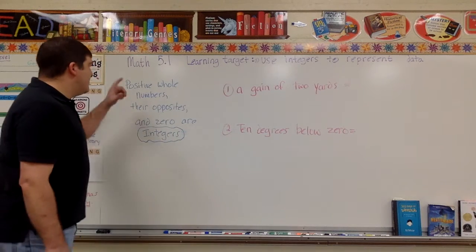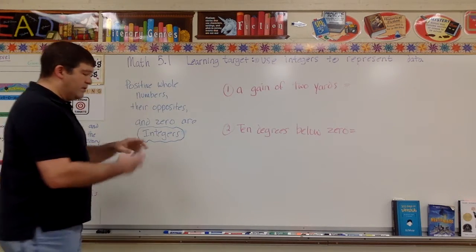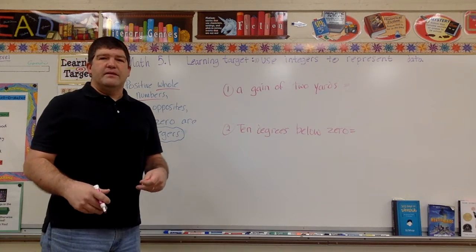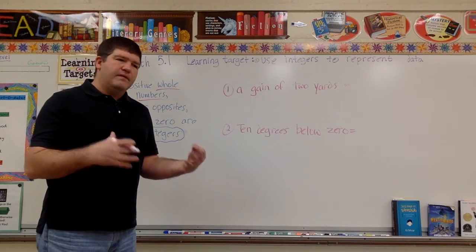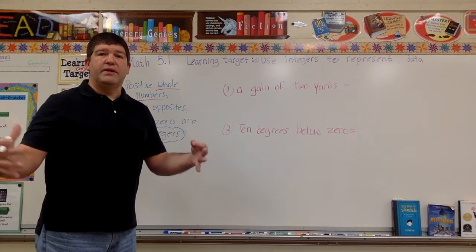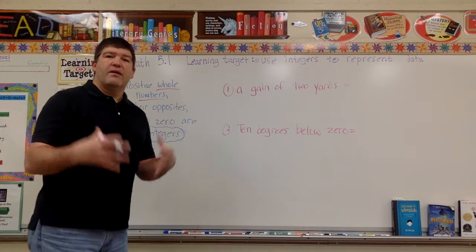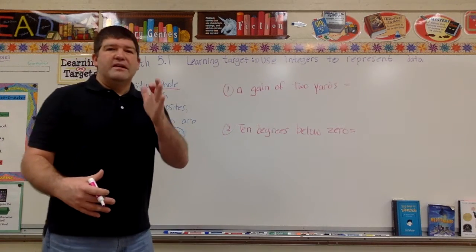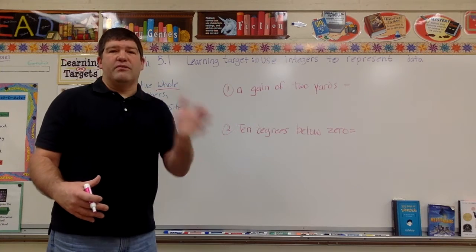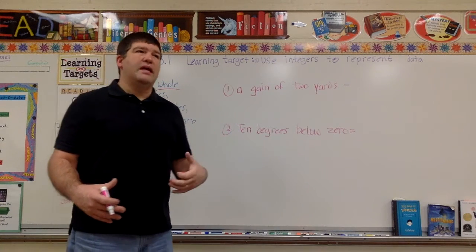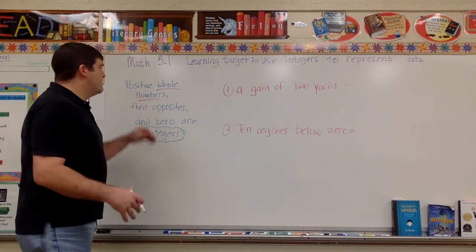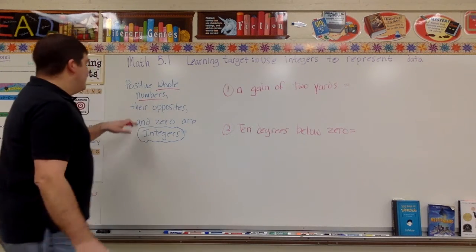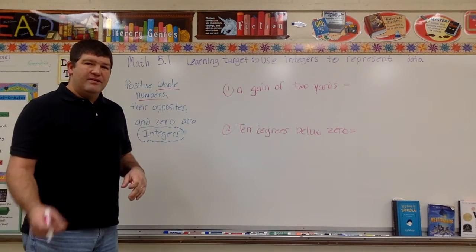Here it is. An integer is positive whole numbers. Okay, so a whole number, not a fraction, not a decimal, but a whole number like 1, 2, 3, 80, 40, 1,000,000. Okay, positive whole numbers. And a positive number means that it's greater than zero, like 1, 8, 12. So if you have a positive whole number, you have an integer. If you have their opposites, you have an integer.